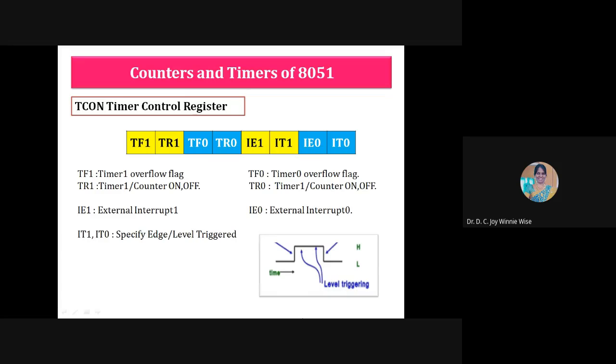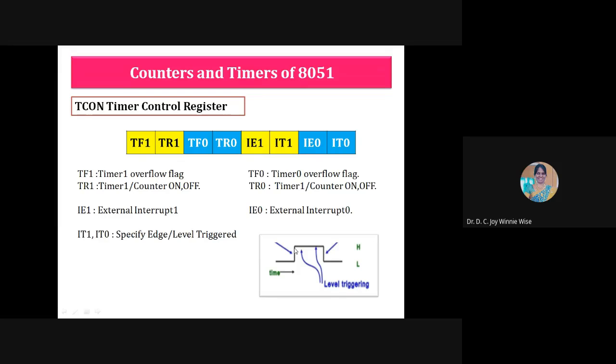What is edge or level trigger? See here, this is the clock pulse. This is a transition from 0 to 1, from 0 we are going to 1. And this is another transition from 1 to 0. Level triggering means that at that time, the voltage will be the proper voltage.